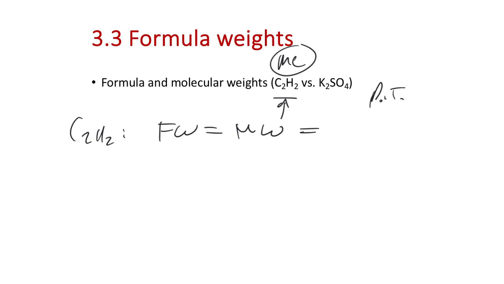So we go to the periodic table and just look at carbon. Carbon on this one here is 12.011 atomic mass units. We need 2, so we do 2 times that for the 2 carbons, and then plus 1 times the mass for hydrogen.